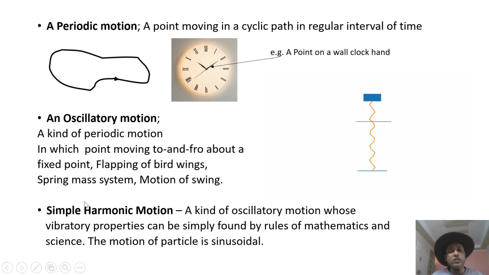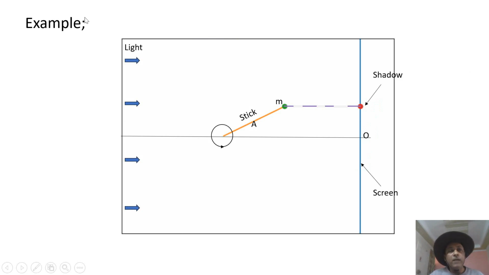Now, what is simple harmonic motion? Simple harmonic motion is a kind of oscillatory motion, a subcategory of oscillatory motion itself, in which the properties of vibrating particles can be easily found by application of the rules of mathematics. So oscillatory motion is a subcategory of periodic motion and simple harmonic motion is a subcategory of oscillatory motion. The only difference is that by the application of rules of science and mathematics, we can find the properties of vibration. How? I am taking an example.